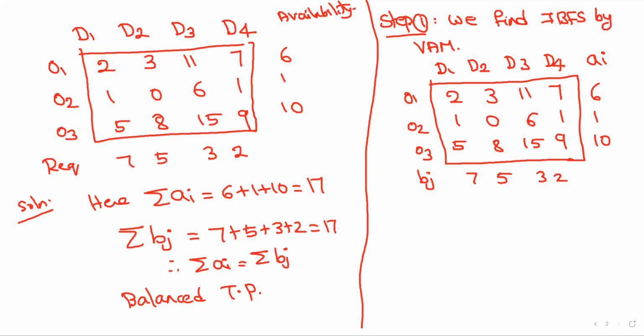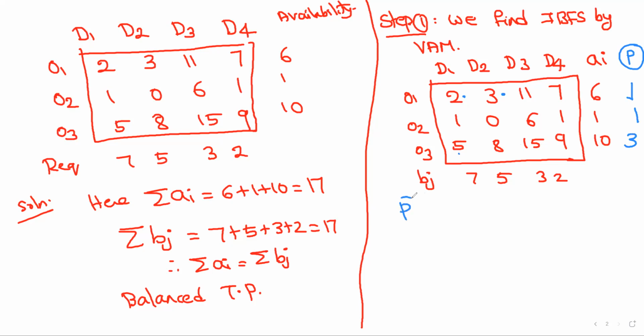First we have to find penalties. Penalty means the difference between least and next least element in each row and in each column. In first row we have 2, 3, 11, 7. The least element is 2, next least element is 3. The difference is 1. Second row, the least element is 0, next least is 1. The difference is 1. Third row, the least element is 5, next least element is 8, so the difference is 3. So 1, 1, 3 penalty we got for row wise.